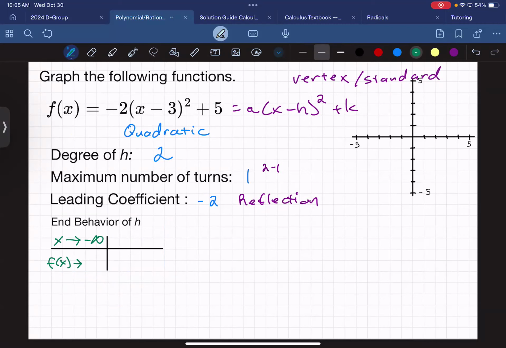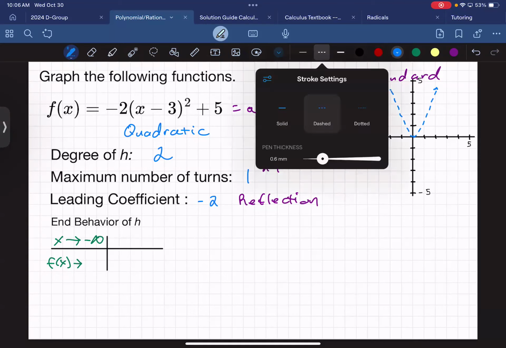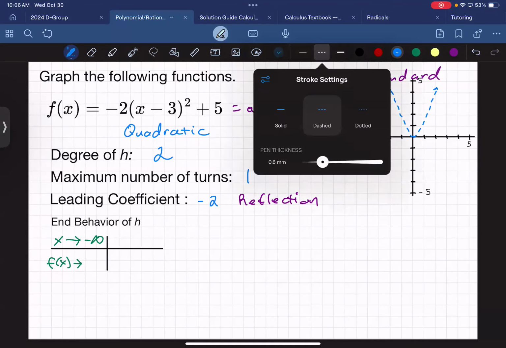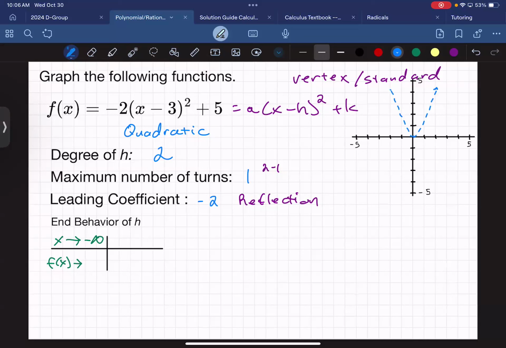All right, so quadratic. The parent function, if we go back to the parent function, looks like this. What is this function going to do? What did we just say we have? A reflection, right? So what do we need to do to that U shape? Turn it downwards. So as I do this, it's going to look something like this now, where both ends are going to negative infinity, or falling. Both ends are falling.